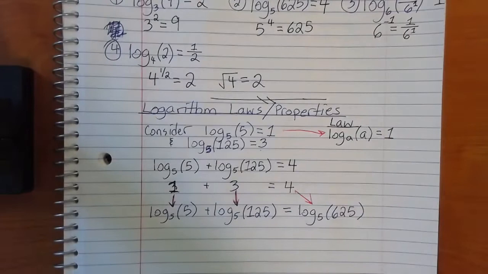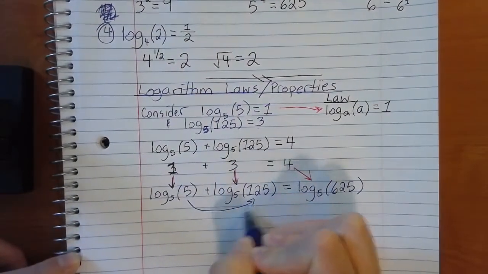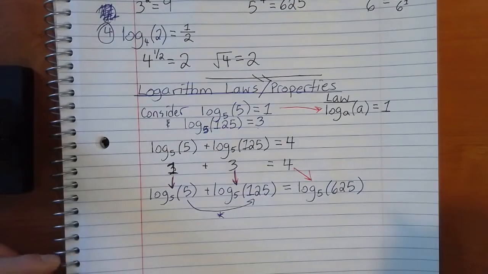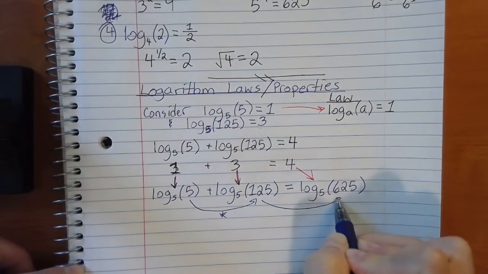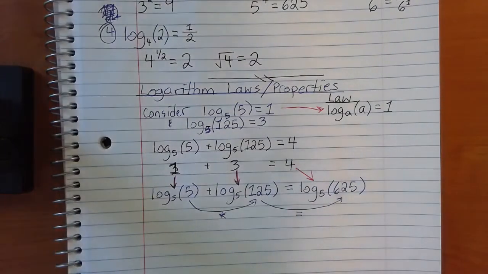So now all we have left to do is think about how they relate to each other. We have the log base 5 of 5. All these are 5s as bases. So we just have to see how can I relate 5 and 125 to 625? If you give that some thought, you would figure out or maybe remember that 5 times 125 is equal to 625.